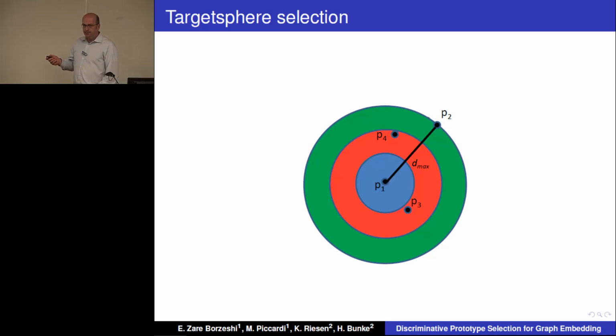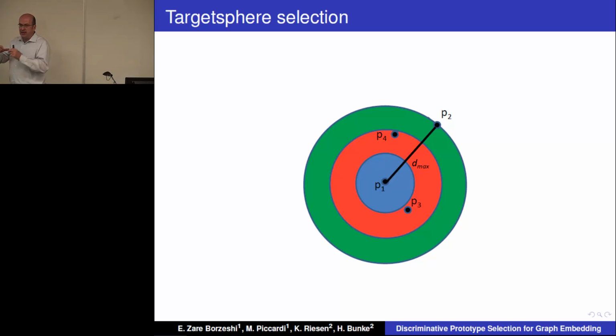Prototype selection here selects the first two prototypes in a separate way. Prototype P1 is chosen by the center-based technique, so it will be somewhere in the center of the training set. Prototype P2 is chosen by the border selection technique, so it will be somewhere at the boundaries. Now, if you measure the distance between the first prototype and the second, you have a good estimate for the radius of that class, of the training set for that class.